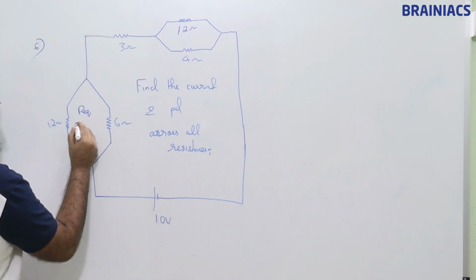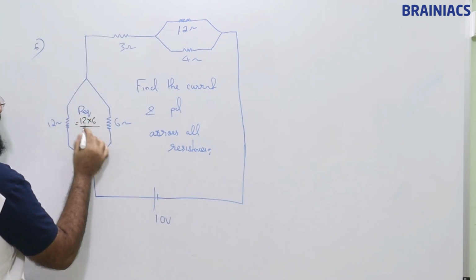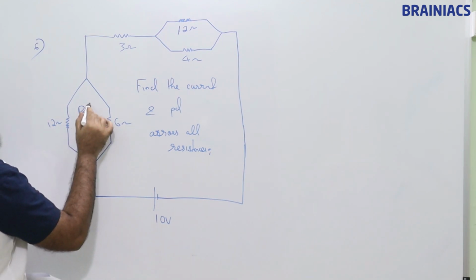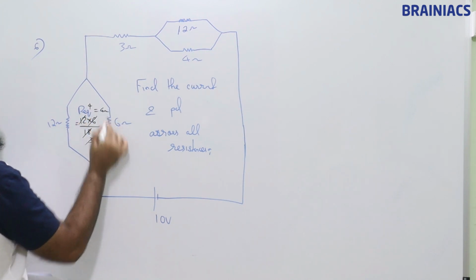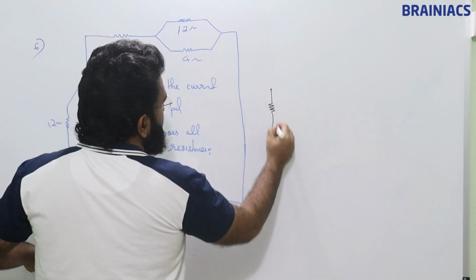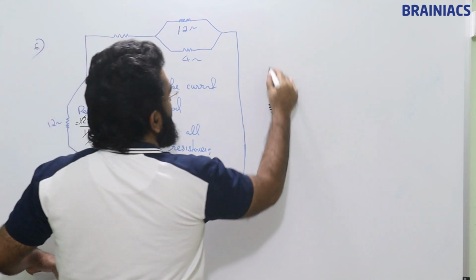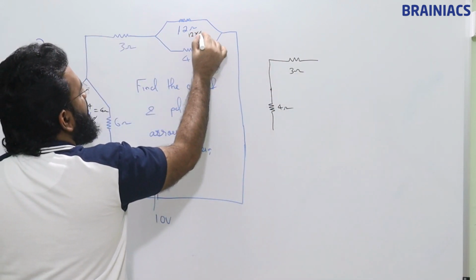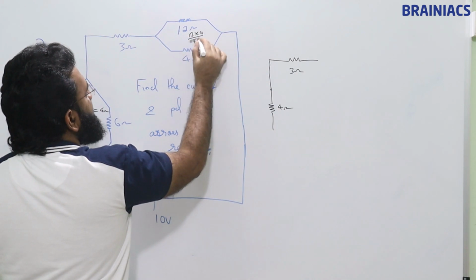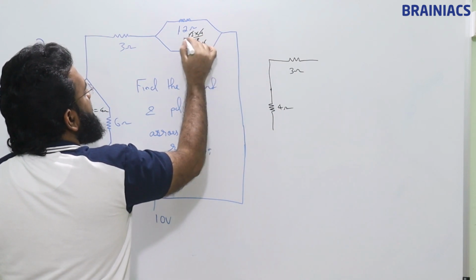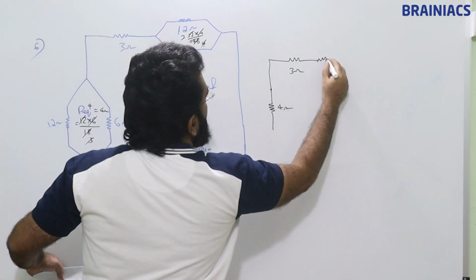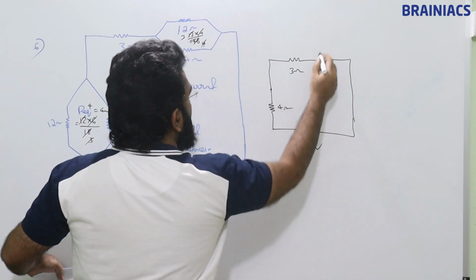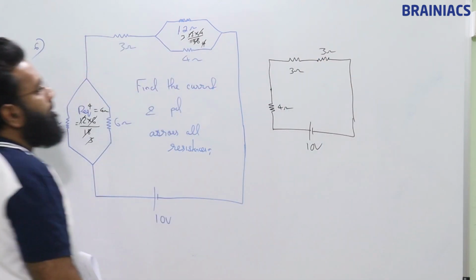R equivalent is 12 into 6 divided by 12 plus 6, which is 18. So this is going to be 4. So R equivalent is 4 ohm. So I can replace like this, this is 4 ohm, when it is coming like 3 ohm. 12 and 4 in parallel, 12 into 4 by 12 plus 4, which is 16. So this cancels 4, you get 3. So again this is going to be 3. So this is 10 volt, 4 ohm, this is going to be 3 ohm.